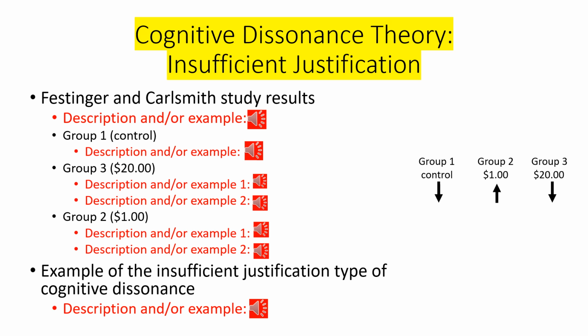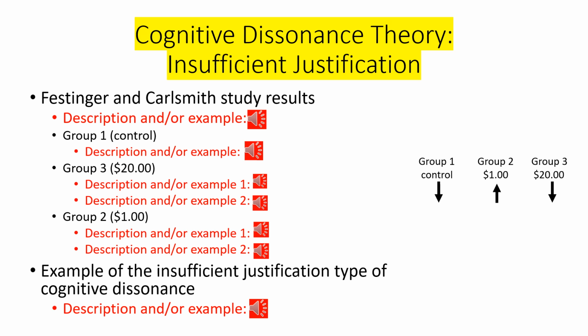Let's take a look at a real-life example, or a potential real-life example anyway, of the insufficient justification form of cognitive dissonance. Let's say that I tell you, I'd like for you to come to my office with your best friend. And so you bring your best friend over to my office. Now, I'm going to assume that since they are your best friend, you have a positive attitude about this person. If you don't have a positive attitude about your best friend, get a different best friend.